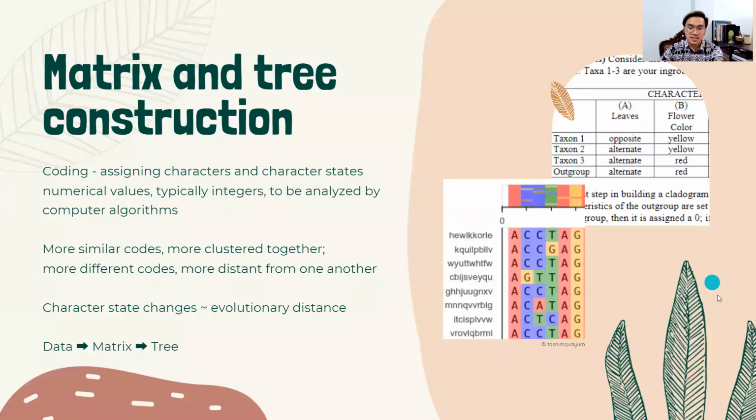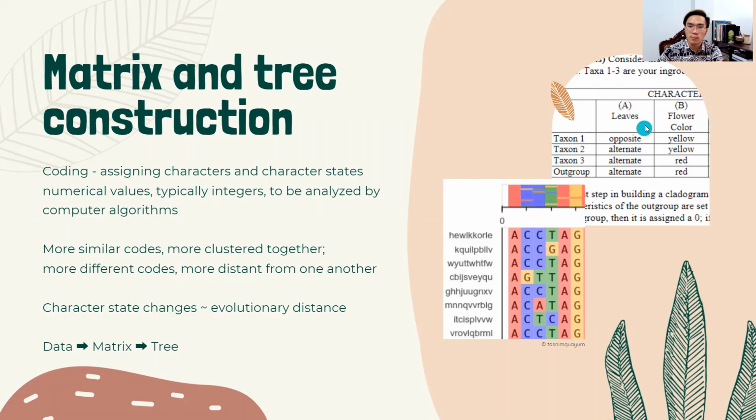We start with a matrix and tree construction. So like I told you, once you get your taxa and once you have your characters and character states, you organize those data into what we call a matrix. Essentially, we list down the taxa in rows, and then we list down the characters in columns. And then we fill each cell with a character state that we assign to that taxon or OTU based on that particular character.